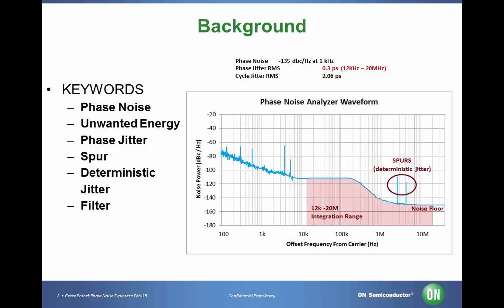Spur is an anomaly resulting from clock signal distortion and appears as a sharp spike in the frequency domain, which is equivalent to deterministic jitter. To minimize the effect of these losses, a filter can be utilized to the corresponding integration range.